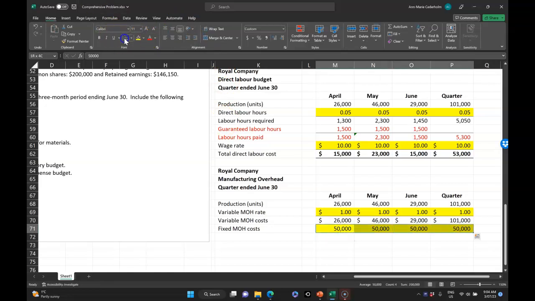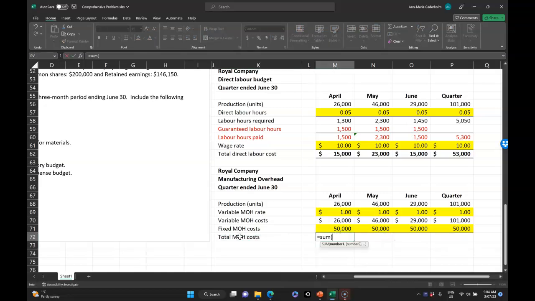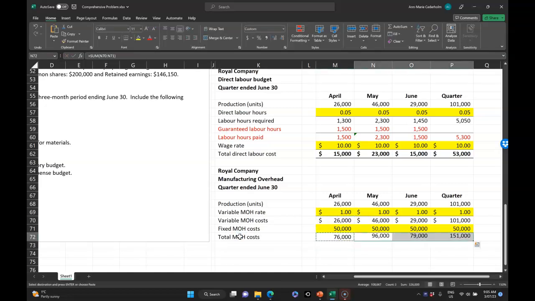And then when we add those two together, that ends up being my total manufacturing overhead costs. So I'm just adding the 50 and the 26. And then you can just move the formula across. So just remember that regardless if you produce 1 unit or 26,000 units, your fixed costs are always going to be the same. So they'll stay at 50. But the variable costs are increasing and decreasing with the amount that you produce.